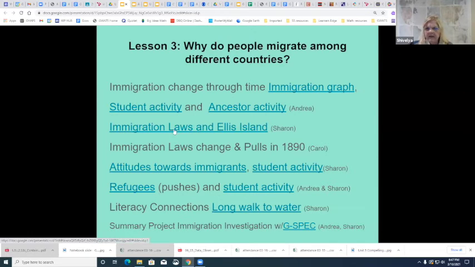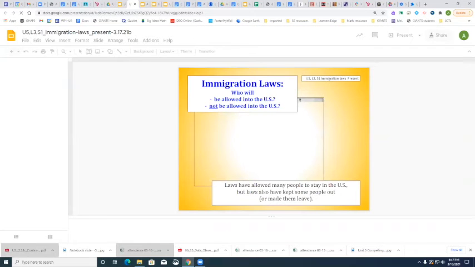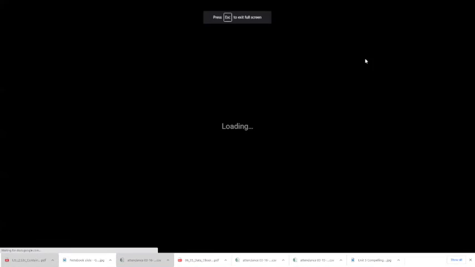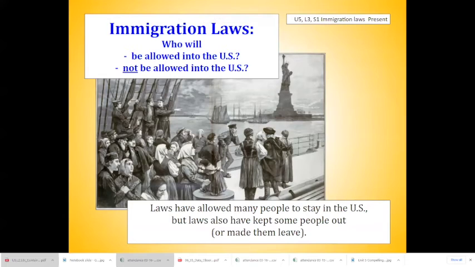And then let's see, Sharon, you're going to talk a little bit more about immigration and laws. Yep. So with immigration, the U.S. had laws as to who was allowed to come in and who wasn't. So even though we had people on the ships looking at the Statue of Liberty as, they finally made it to freedom, they were soon to find out that some of them were not going to be allowed into the U.S.